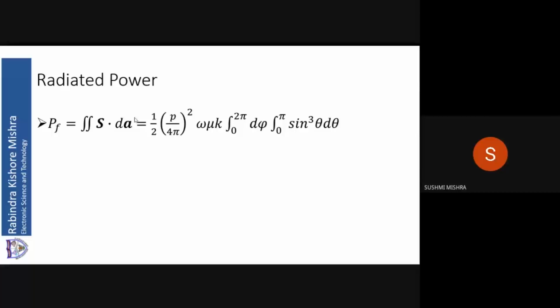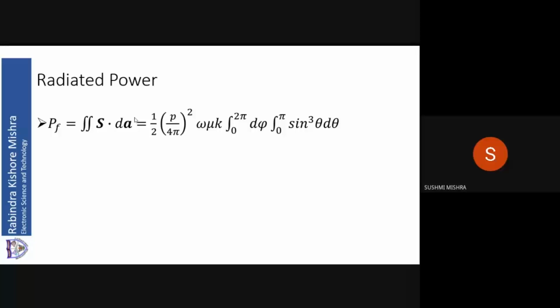Now let us quantify the power. So we'll find out the total radiated power. Right, power density we have found out. Now we'll find out the total radiated power. How do we find out the total radiated power? We integrate the power density over the volume. Now in this case, we are considering only the surface. So instead of integrating over the volume, we will integrate it over the surface area. So S dot dA, where A is the surface area. So the integration of S dot dA will give me the total radiated power.